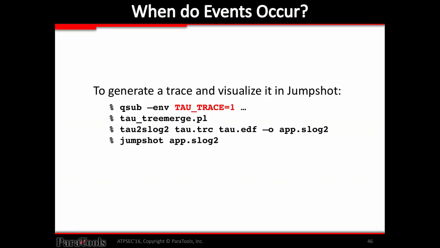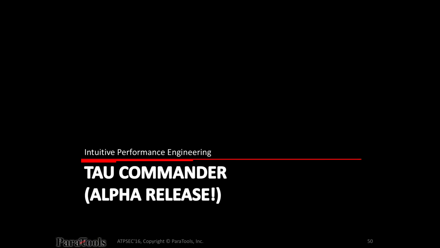You set an environment variable, TAU_TRACE, to turn on tracing, and this is going to generate a whole bunch of different files, which you post-process to produce a slog2 file, which you open in JumpShot. Now, I mentioned Tau Commander early on. So just to recap, right?